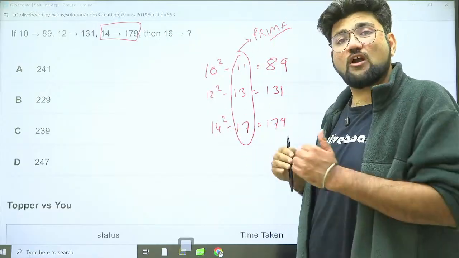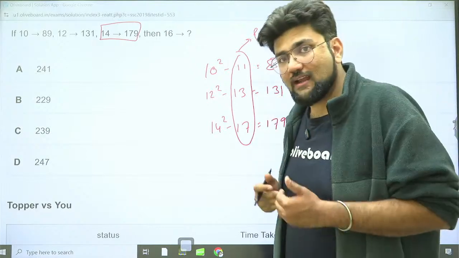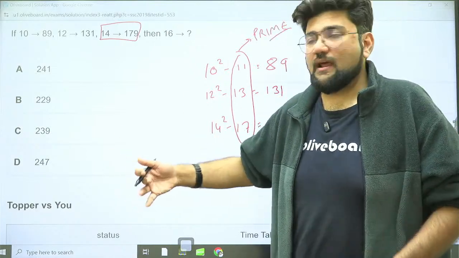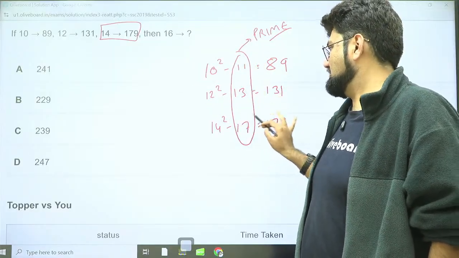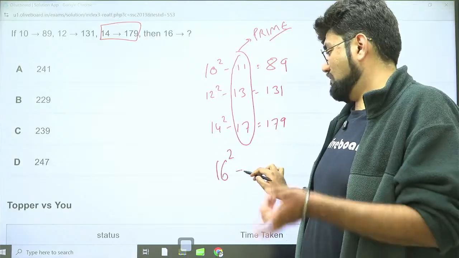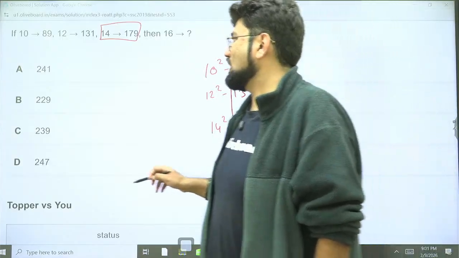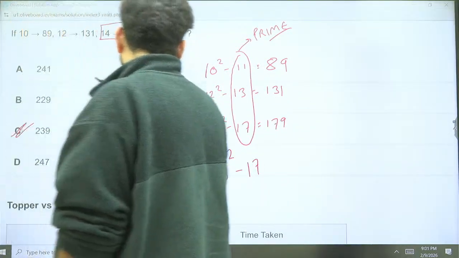So the logic is not the square of the number and the next number which is being subtracted. It is the square of the number subtracted with the immediate next prime number. So from 10 square we are subtracting 11, from 12 square 13, and from 14 square 17 to get 179. So from 16 square we will subtract the next prime number, which is again what? 17 only. So that is 256 minus 17. So our answer is going to be 239. Correct?